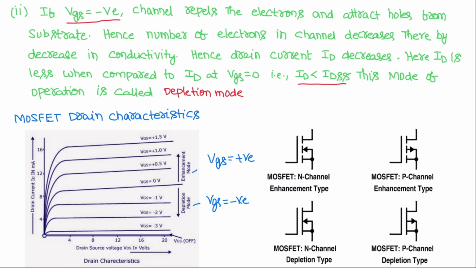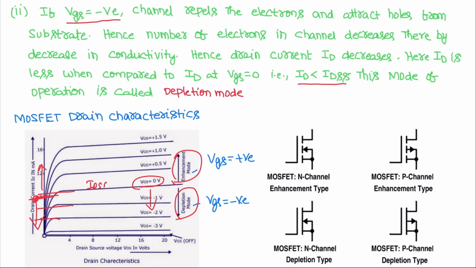If the applied gate source voltage VGS is positive, it operates in enhancement mode. If the applied gate source voltage is negative, it operates in depletion mode. In depletion mode, the drain current decreases. This value is less than ID equal to IDSS at VGS equal to 0. In enhancement mode, drain current is greater than IDSS when VGS is equal to 0.